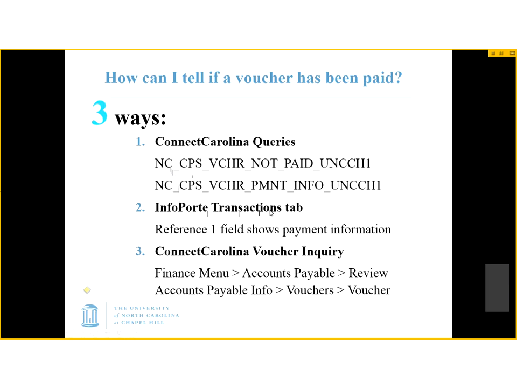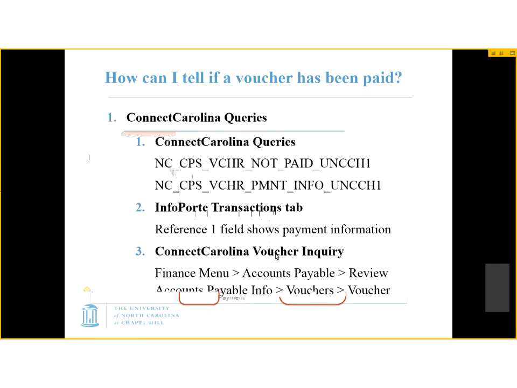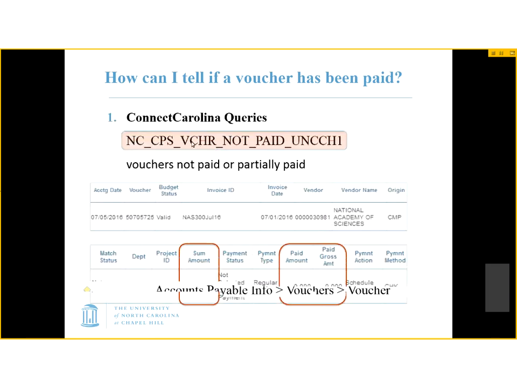The next one is the InfoPort Transactions tab has a way you can see payment information, and then there's an inquiry page. And let me go through each of these, or all 3 of these, in a little bit more detail. So first, these 2 queries. The first query, they both show the different sides of the coin. This query shows vouchers that haven't paid or have been partially paid. So if I run this, this is an example of a row that you would see.